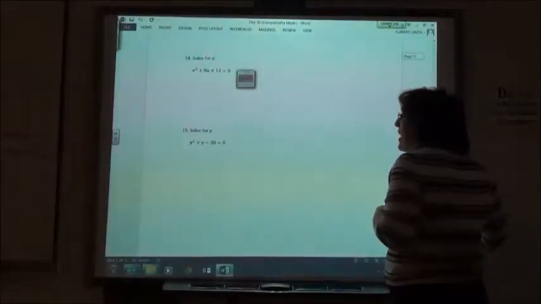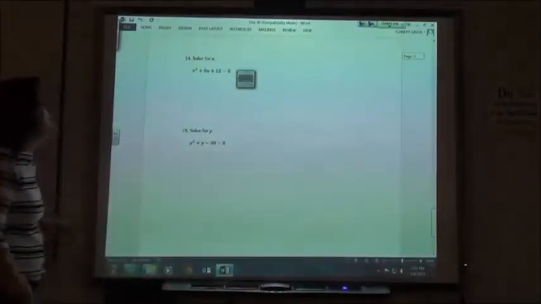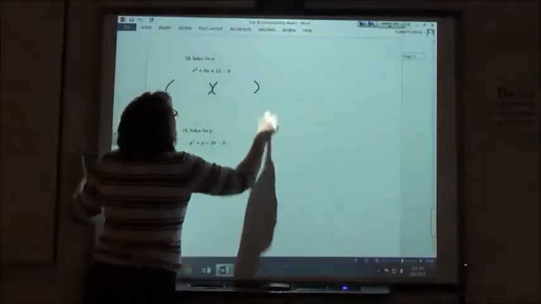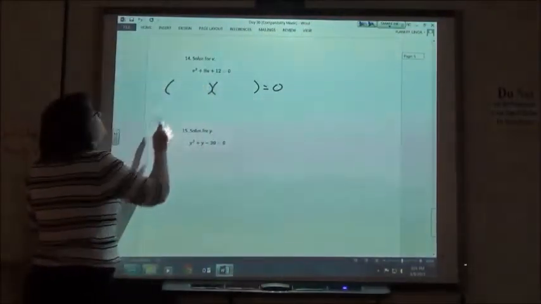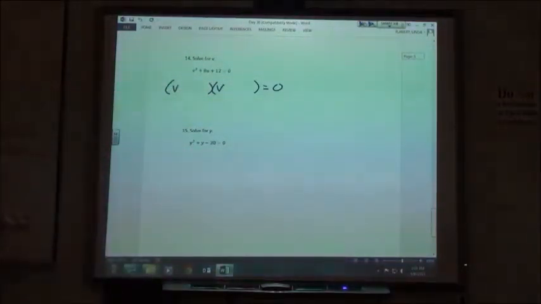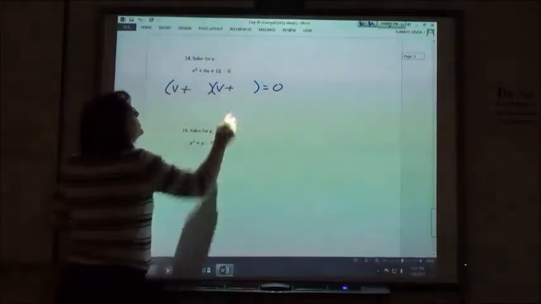Number 14, same thing. I'm solving it for v. I have a quadratic expression. It is set equal to 0. So I know I can solve it by factoring. Factors of v squared, v and v. My signs. If the end is a positive, both are the same as the middle, a plus and a plus.